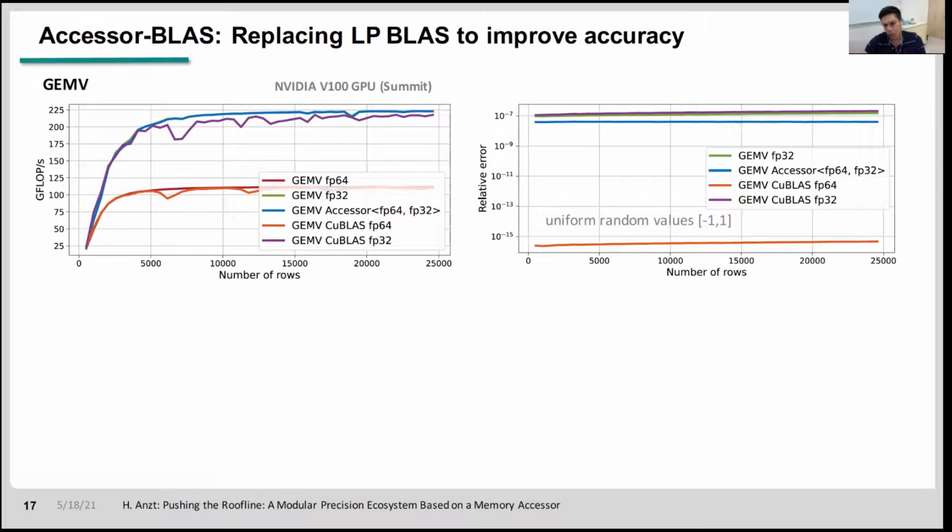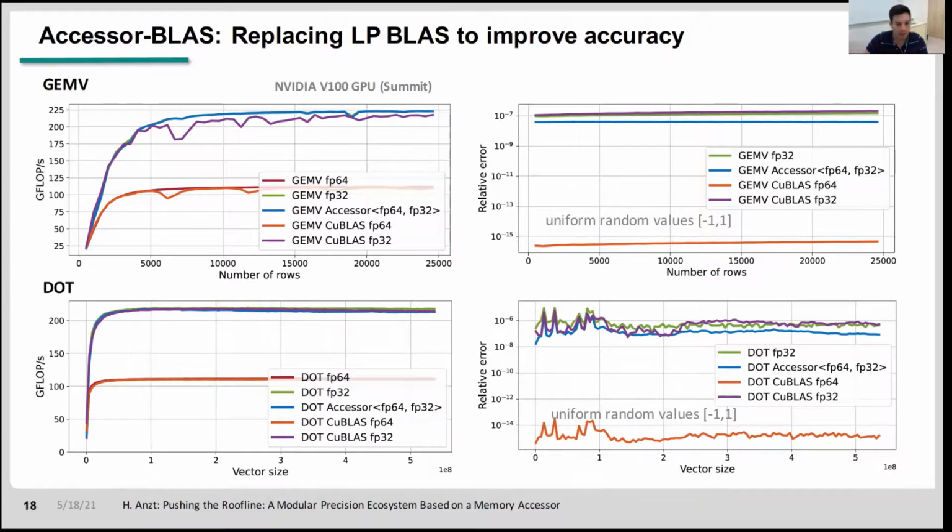So maybe we can push that experiment a little further by saying we don't look at the GEMV, but we actually look at the dot product. So left-hand side, again, the performance. And we see that, yes, indeed, the performance of the blue accessor-based dot product is pretty much identical to the performance of the 32-bit dot product, and pretty much exactly a factor of 2 higher than the performance of the 64-bit dot product. Now, on the right-hand side, we again show the relative error.